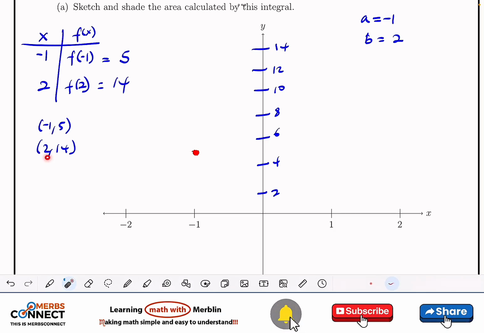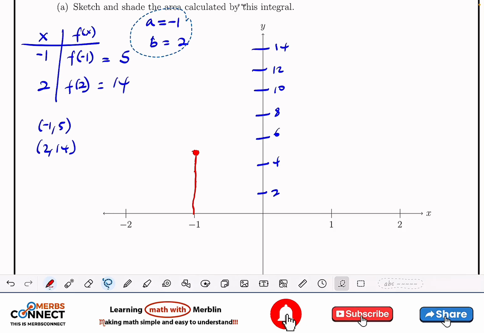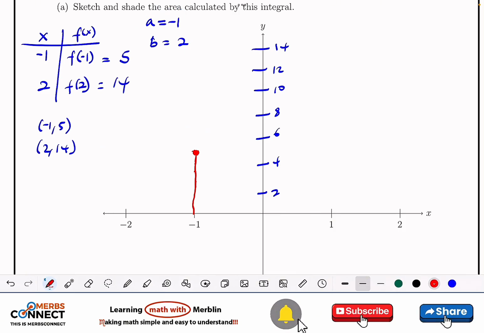Then I have 2 and 14. But let me sketch this one first. Good. Then I have 2 and 14. So 2 and 14 up there. So let me just shift this guy also here. So 2 and 14 will be somewhere here. So let me draw my line.